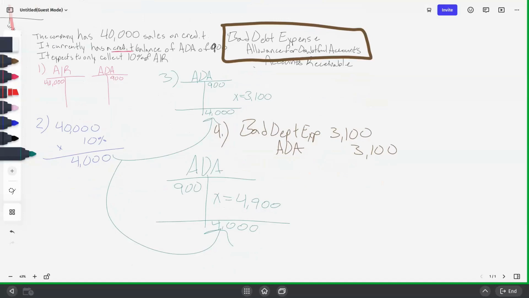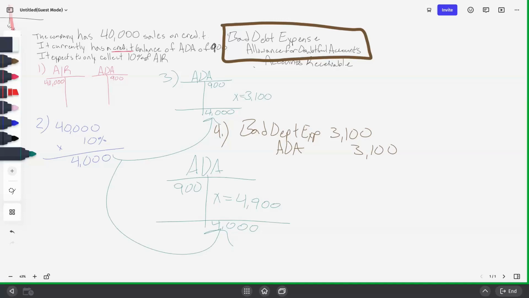If it says direct write-off method, it's only direct write-off method. You don't have to worry about any of this. You just basically say bad debt expense, accounts receivable, end of story. So you're saying that's the write-off method? No, this is the allowance method. I was saying if it was the write-off method, you wouldn't be getting things like 10% of AR.